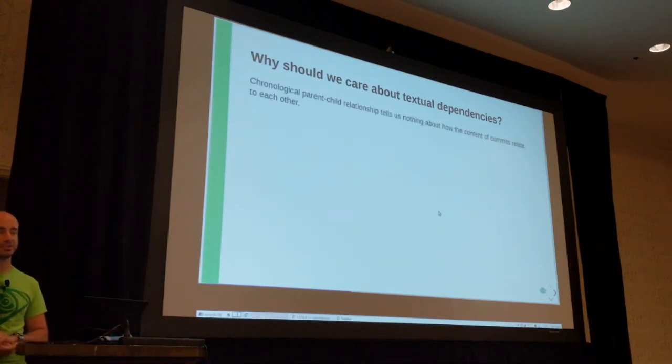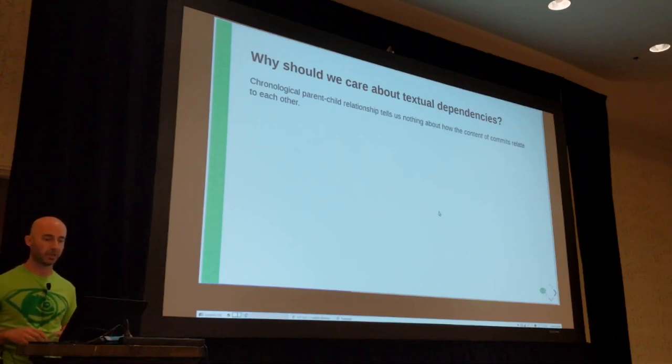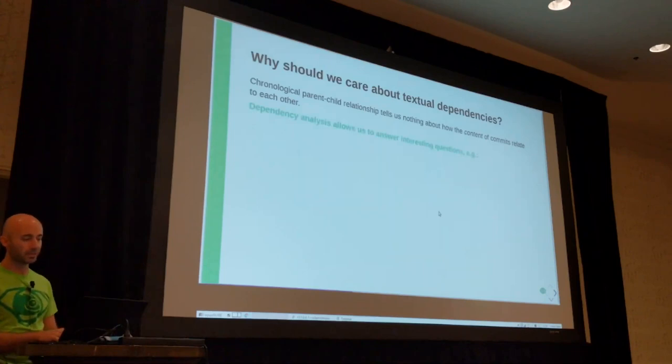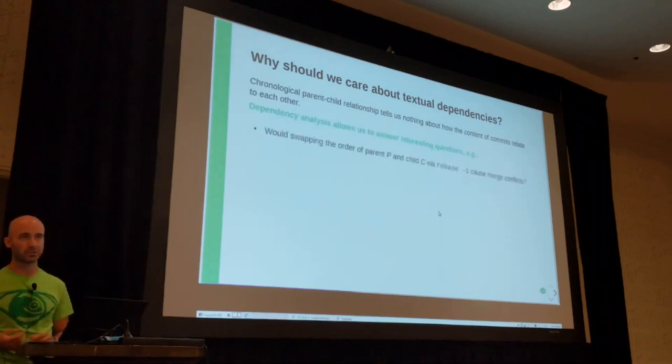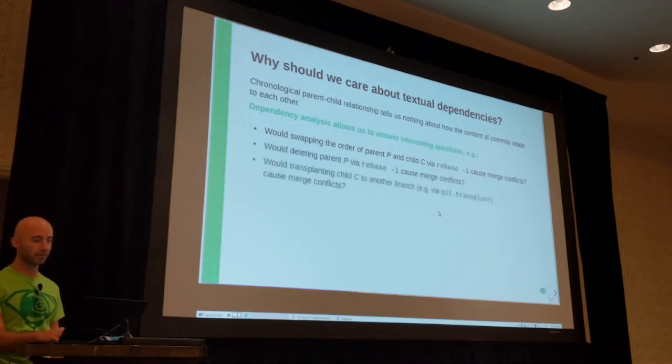Well, if you just think of the traditional chronological parent-child relationships that we have in git history, that doesn't tell us anything about the way the content of the commits relate to each other, because you can have a parent that modifies one file and a child that modifies another. And just because one's a child of the other, they're not related. So with a dependency analysis, we can answer interesting questions like, can we swap the order of two commits without causing conflicts? Can we delete a parent? Can we take a child and transplant it somewhere else to another branch?